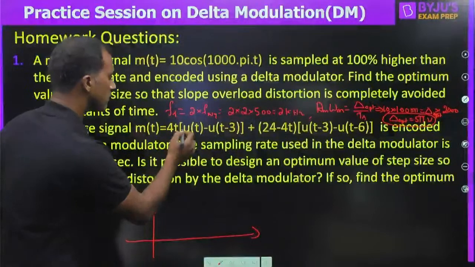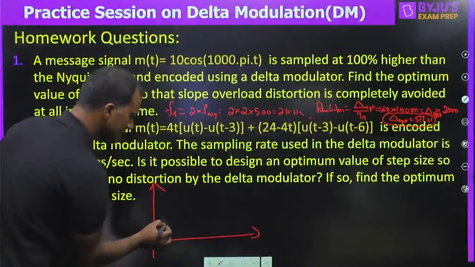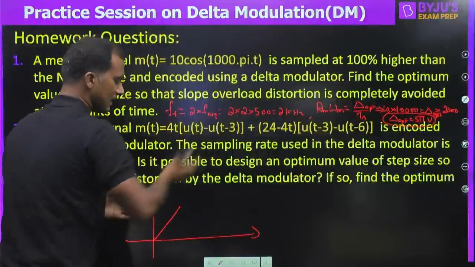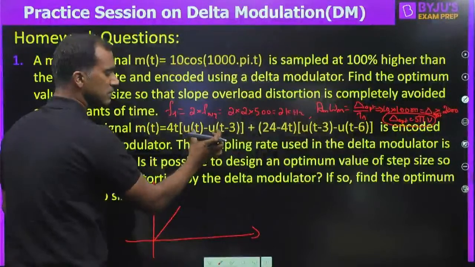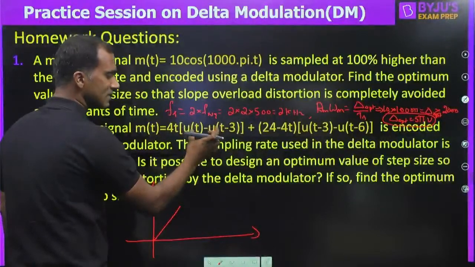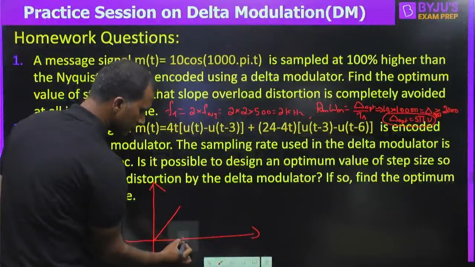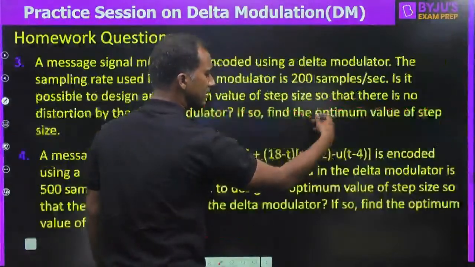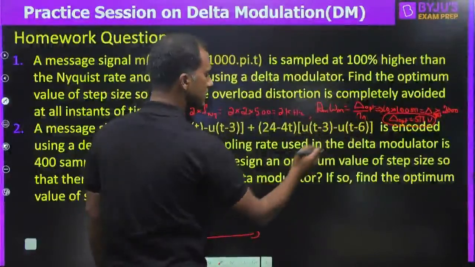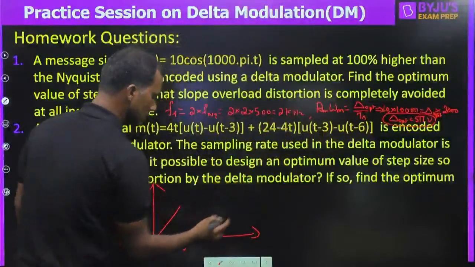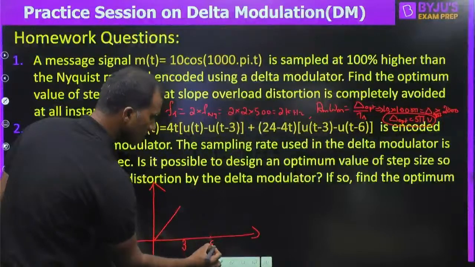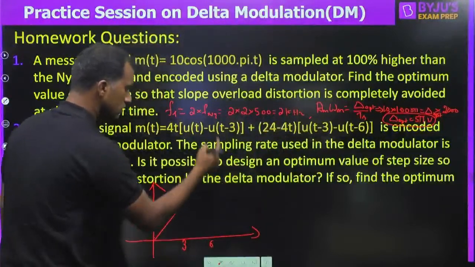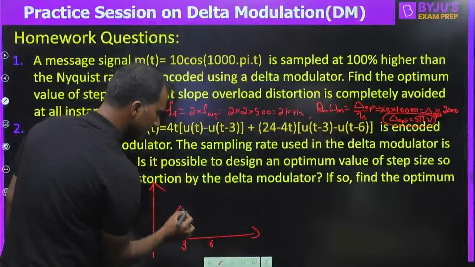So let us plot this one, 4t, an increasing signal. It exists from minus infinity to plus infinity, but it is multiplied with a rectangular signal which exists from 0 to 3. Next, this signal is multiplied with another rectangle signal from 3 to 6. So this signal exists only from 3 to 6, and the slope of this signal is minus 4. If you plot this part, it will be something like this.